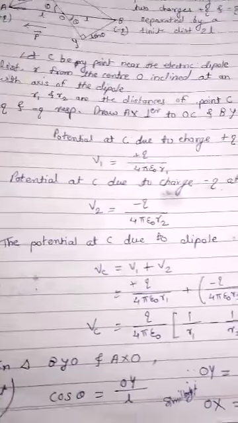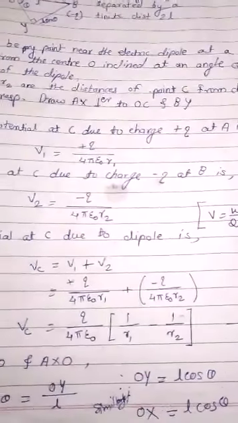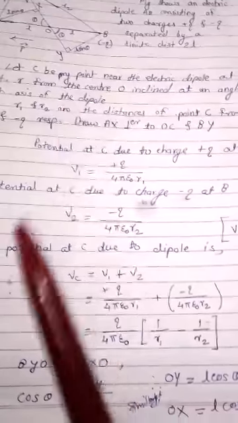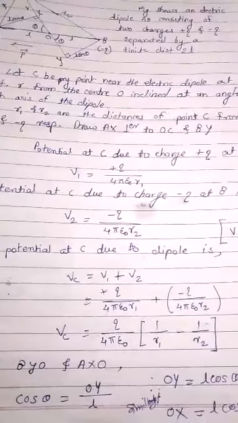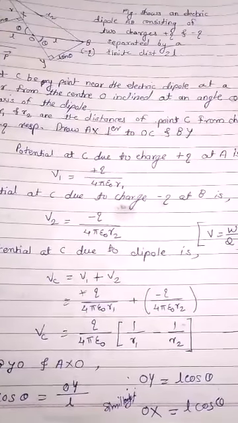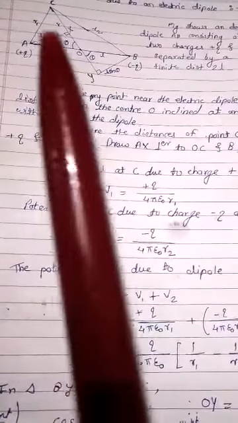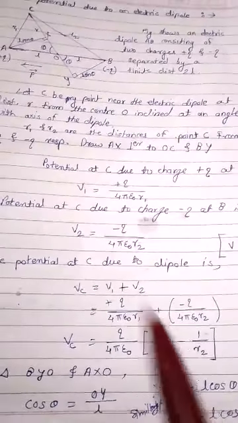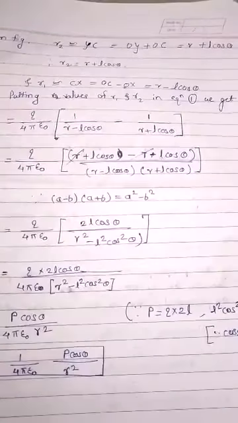So we get the value of OY. OY is equal to L cos theta, by rearranging this equation. Similarly, for OX, using cos theta equals OX upon L, we get OX is equal to L cos theta.